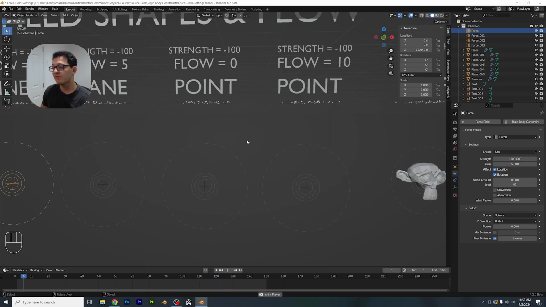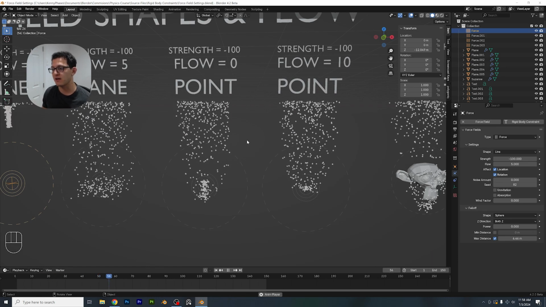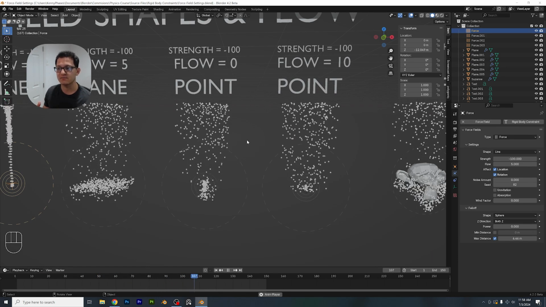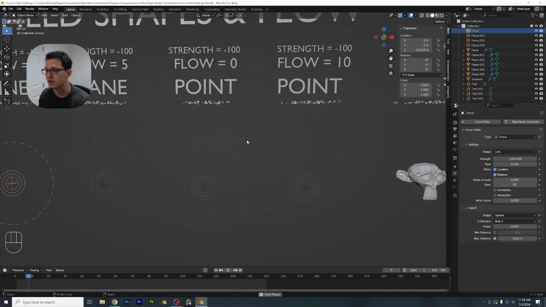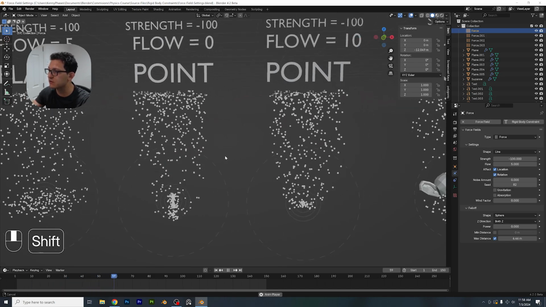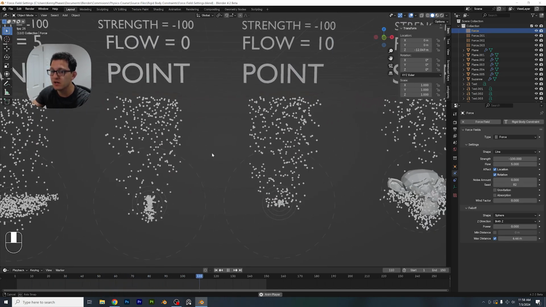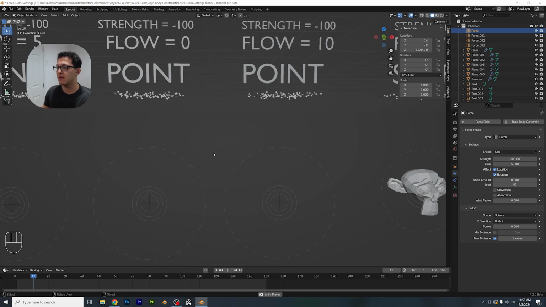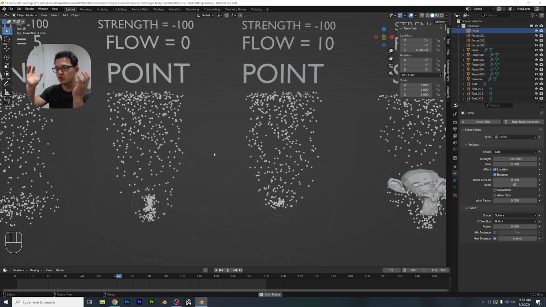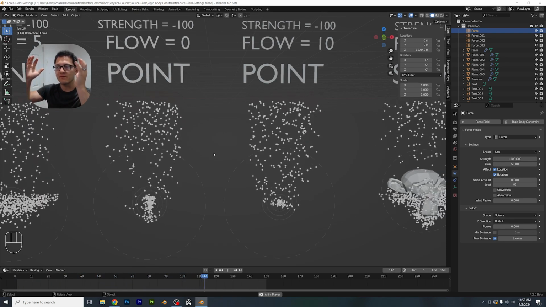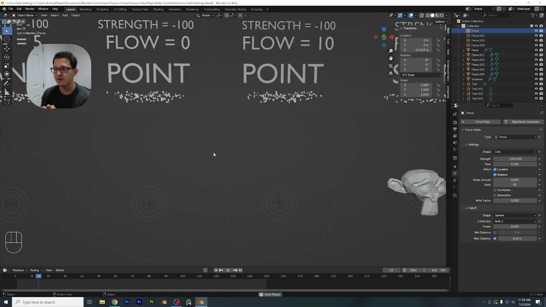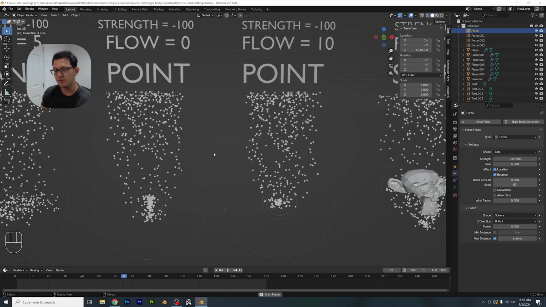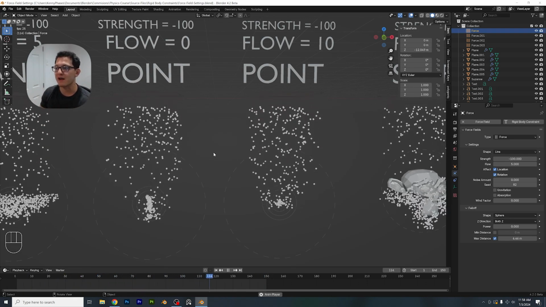between flow. Flow is also similar to strength in the way that it affects the strength of the force field itself. So you can see our flow is 0 on the left here, on the left example, and on the right-hand side, it is 10. And you can notice how much sort of stronger and more fluid everything is towards the center, whereas on the left-hand side, it's almost a little bit weaker and more sporadic.